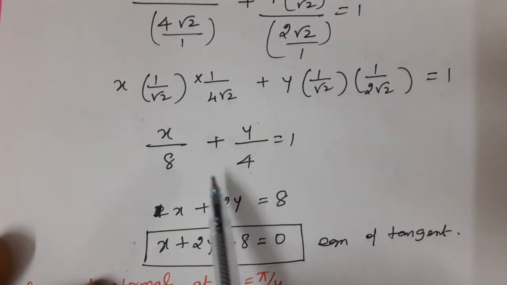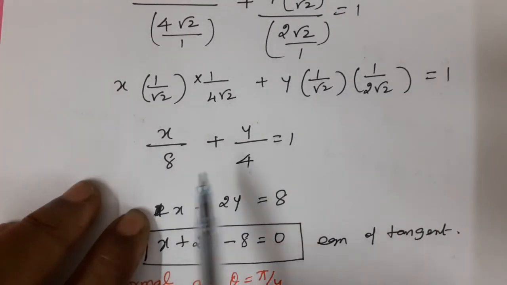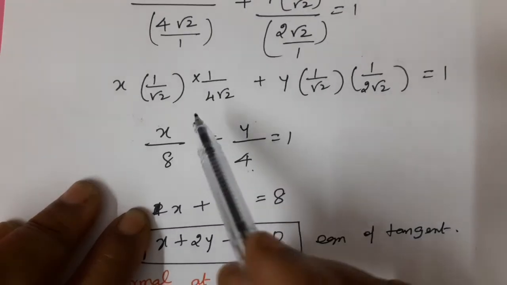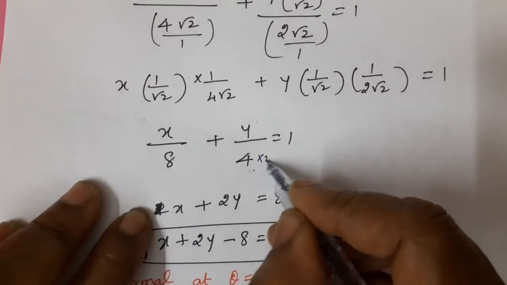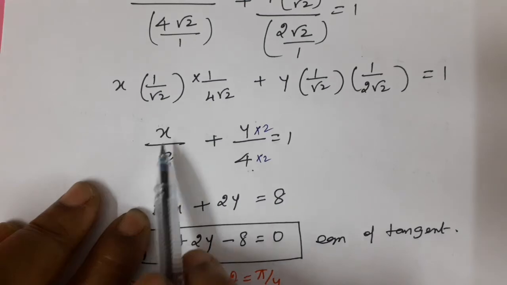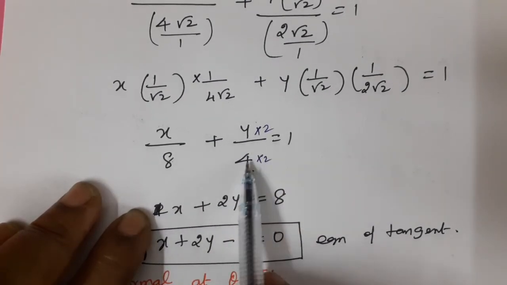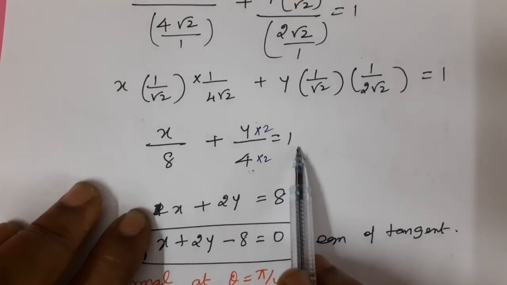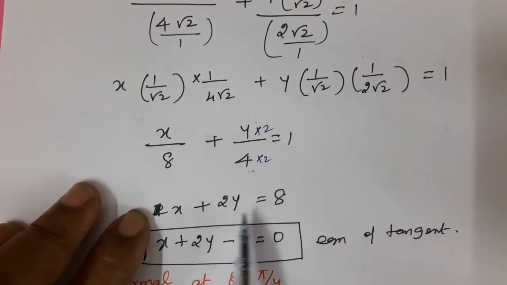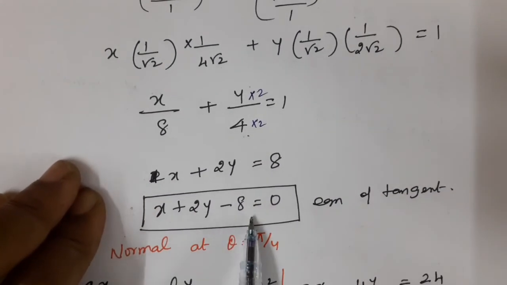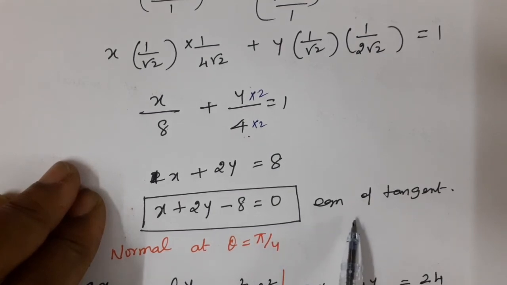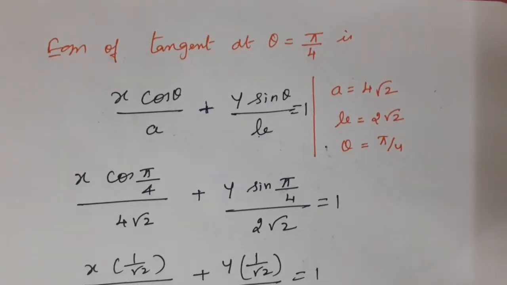That is nothing but what? So you take LCM. If you take LCM, 8 is the LCM means what? Multiply and divide by 2 in the next term. So x by 8, 4 2s are 8 only, no? So x plus 2y by 8 goes to the right hand side. 1 into 8 is 8. x plus 2y equal to 8, or x plus 2y minus 8 equal to 0 is the equation of the tangent. Equation of the tangent. The simple sum formula is very, very important.